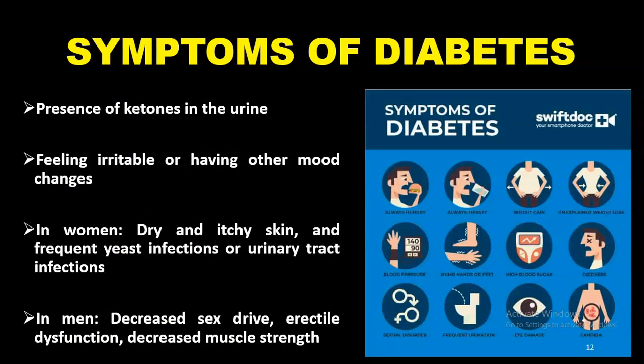Presence of ketones in the urine. Now, ketones are a byproduct of the breakdown of muscle and fat that happens when there is not enough available insulin. Also, feeling irritable or having other mood changes. In women, dry and itchy skin and frequent yeast infections or urinary tract infections. In men, decreased sex drive, erectile dysfunction, decreased muscle strength.